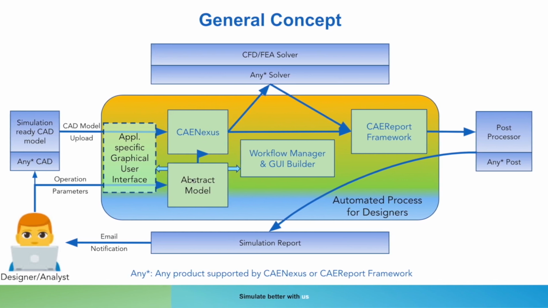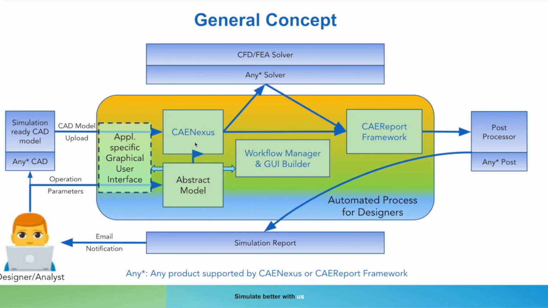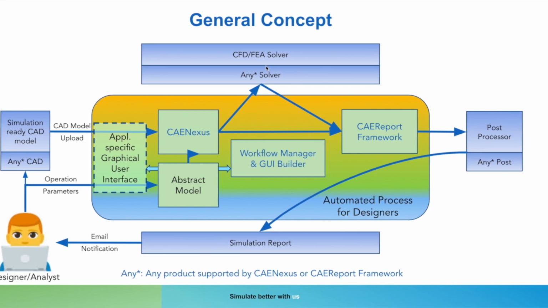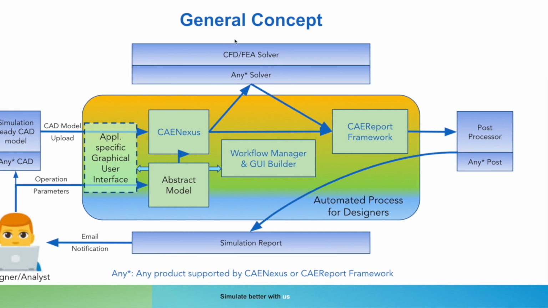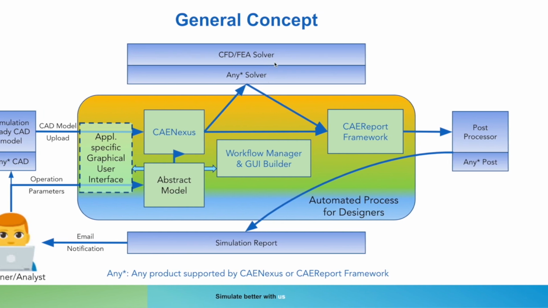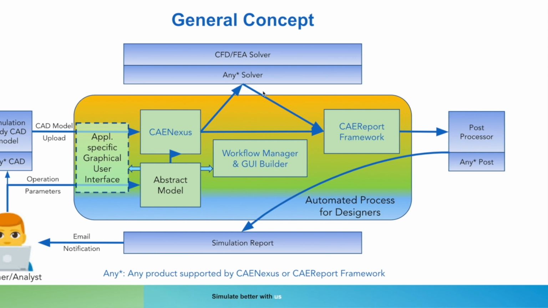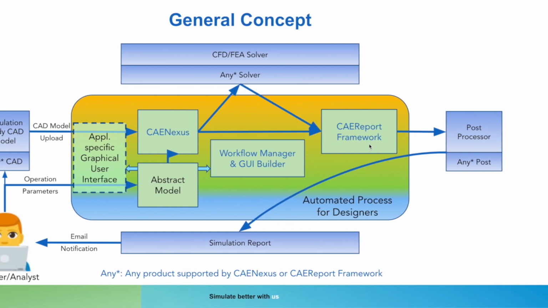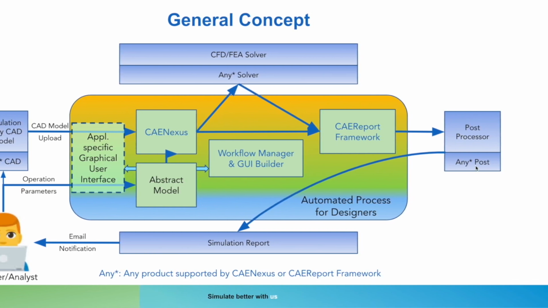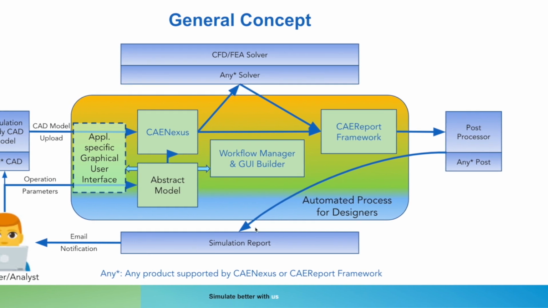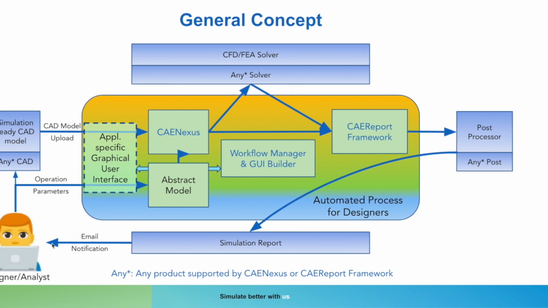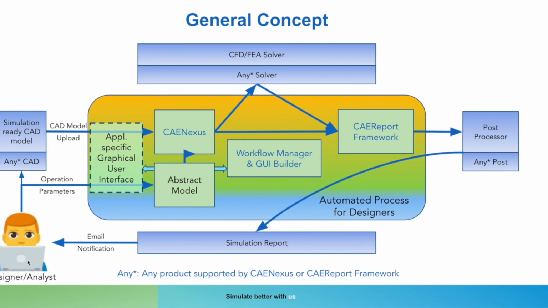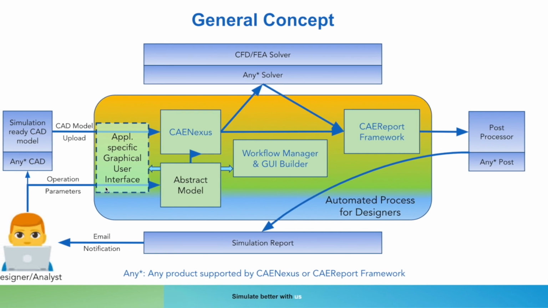Together with the CAD model and the abstract model, CA Nexus will pump out the mesh and the solver input deck already attached to a simulation geometry for any number of solvers. Then automatically that will be fed through our report framework to a post-processor of choice, which, once complete, will automatically generate a user-defined simulation report and email it back to the design engineer or analyst. So this is the automated process.